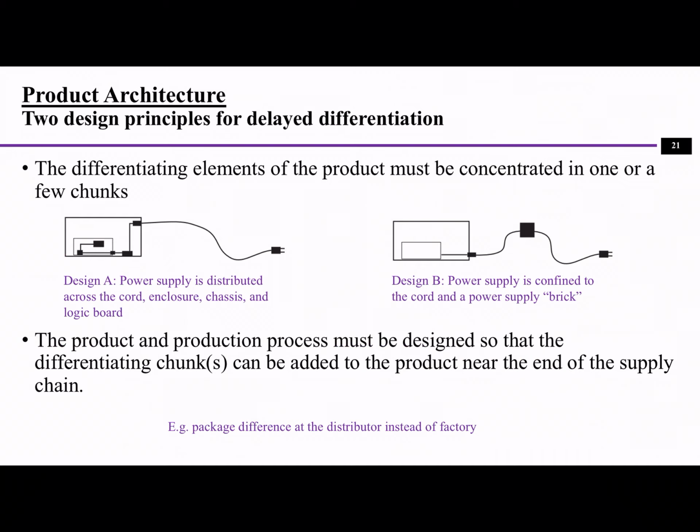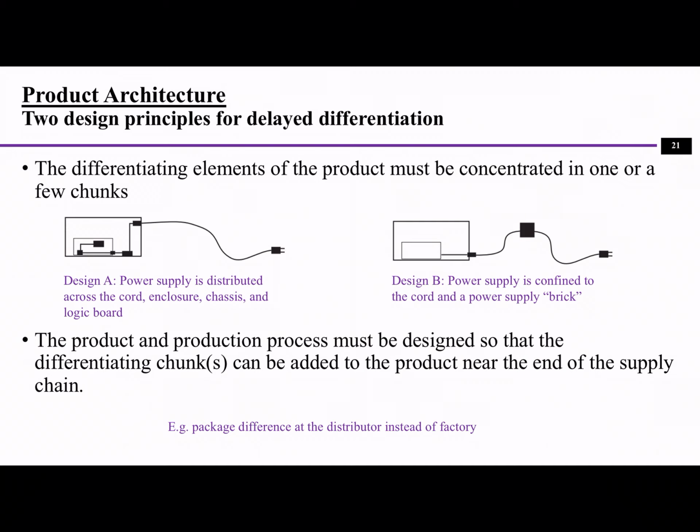Well, there are two design principles for delay differentiation. The first one is the differentiating elements of the product must be concentrated in one or a few chunks. You can see this example, Design A, for example, for a printer or for any kind of electronic device or equipment. Well, the U.S. and Europe, or some Asian countries, they are using different voltages, right? Well, in this case, for the power, they will have to have some adaptations or have some variations of the power.